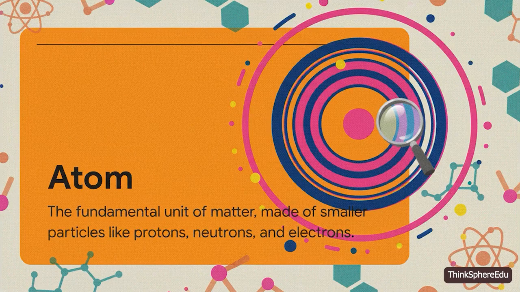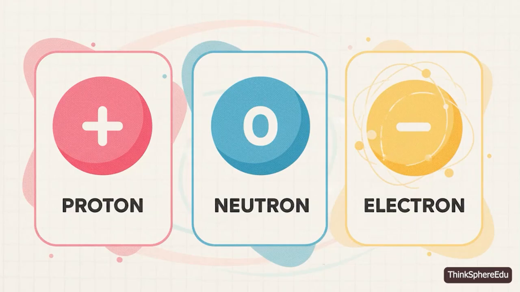But, and this is where things get really cool, these unbelievably tiny building blocks are actually made of even smaller things. And these components are the three main characters of our story today: the proton, the neutron, and the electron. These are what we call subatomic particles, and they define absolutely everything about an atom.